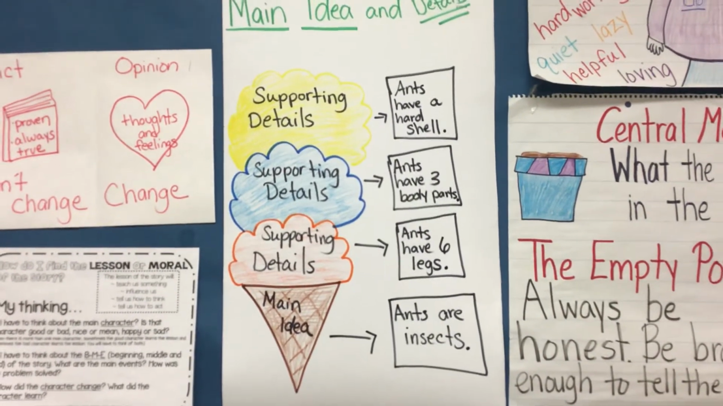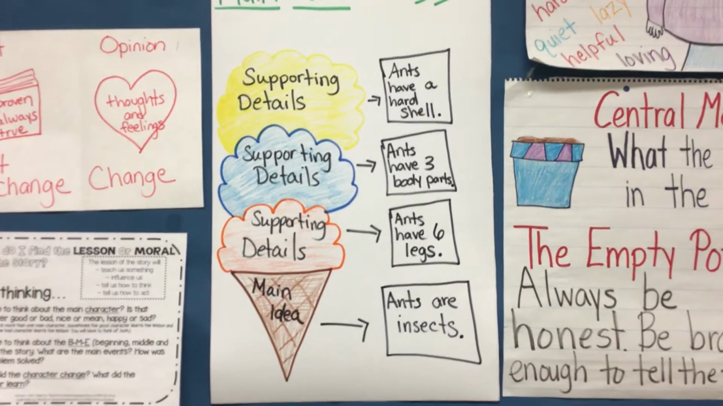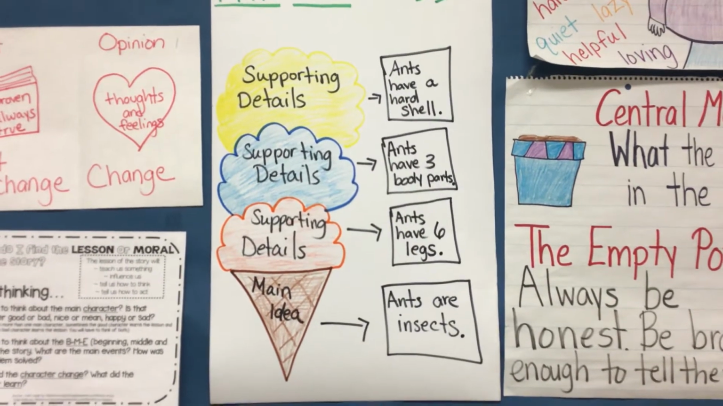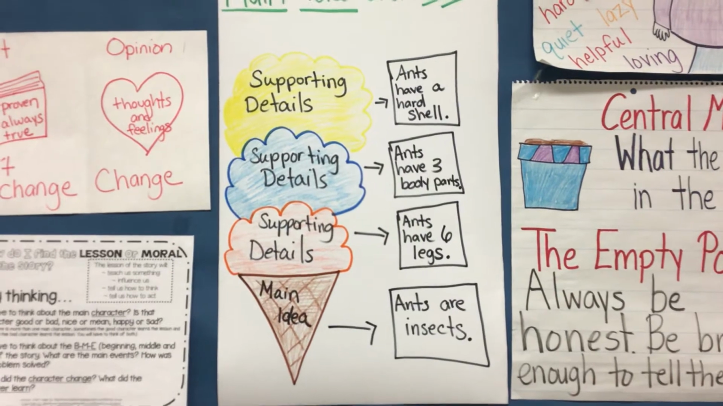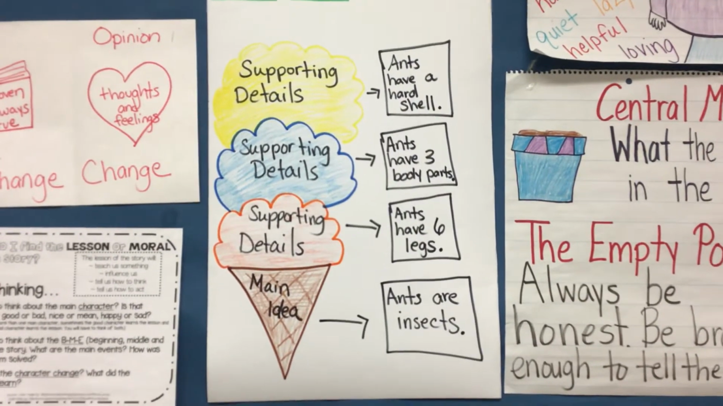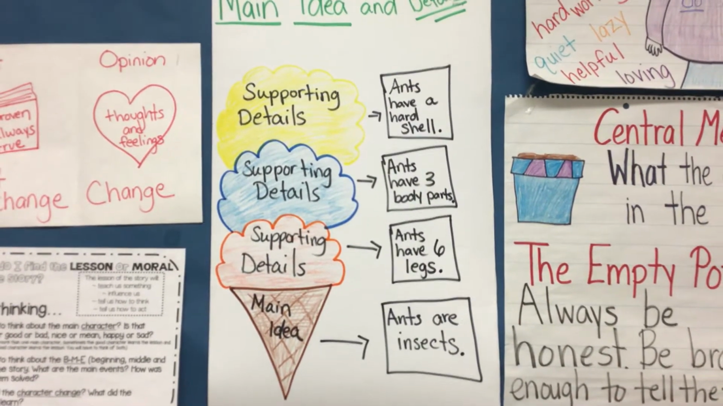The main idea is not going to be one word like ants. The main idea is going to tell you what the author wanted you to really learn about the subject you're reading about. So remember, we talked about a main idea could be ants are insects.